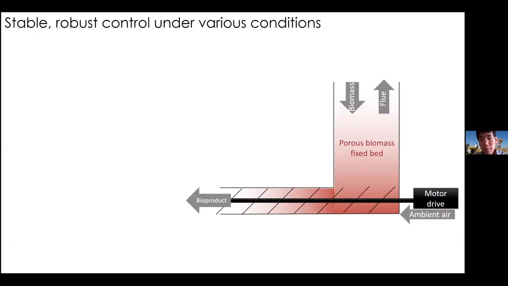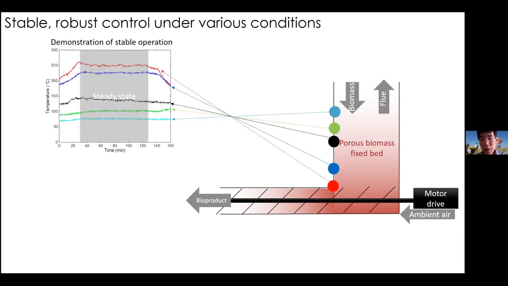So the technology is very simple. It's based on the idea of a moving bed reactor, where biomass is fed and moves down by gravity and is continuously removed when it's reacted. We inject air at the bottom, which is the oxygenating process to keep the reaction going in the reaction zone.